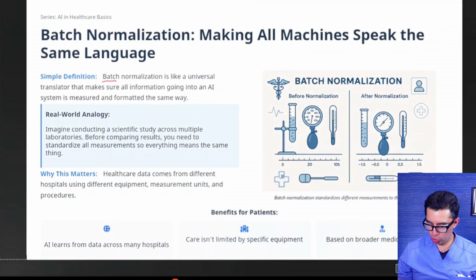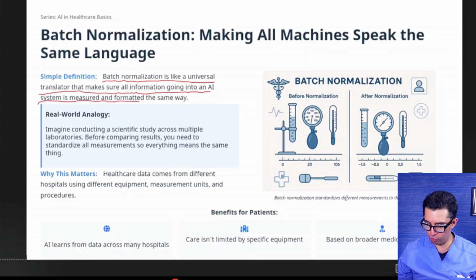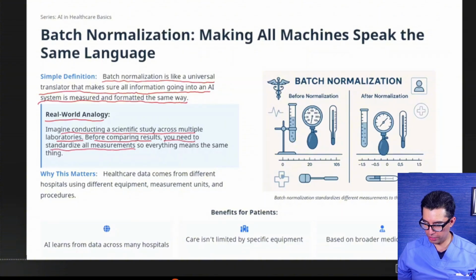Now, let's give you a simple definition. Batch normalization is like a universal translator that makes sure all information going into an AI system is measured and formatted the same way. So, real world analogy. Imagine conducting scientific studies across multiple laboratories. Before comparing results, you need to standardize all measurements so that everything means the same thing. All right, that needs to be important.